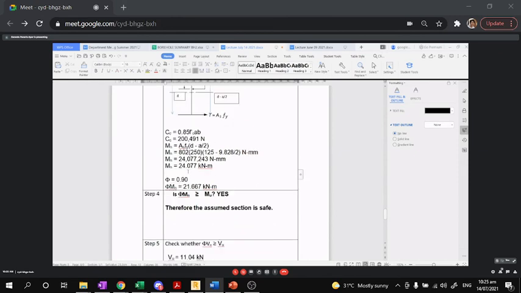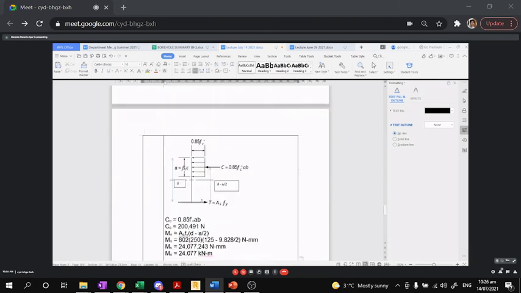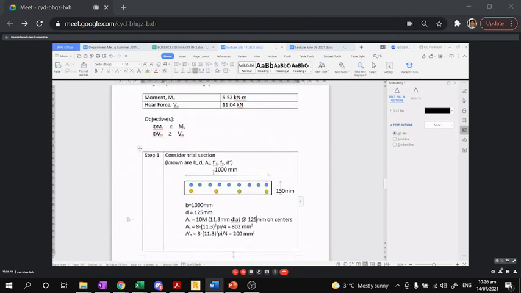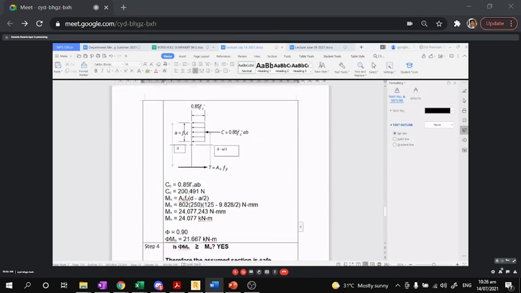So that is basically AS Fy times the lever arm, D minus A over 2. And it turned out to be 24.077 kilonewton meter. And multiply that by 0.9, so I have a PMn equivalent to 21.667, which is very, very high compared to the actual factored load of 5.57. So, is this safe? And then the answer is yes, because PMn is greater than or equal to Mu.